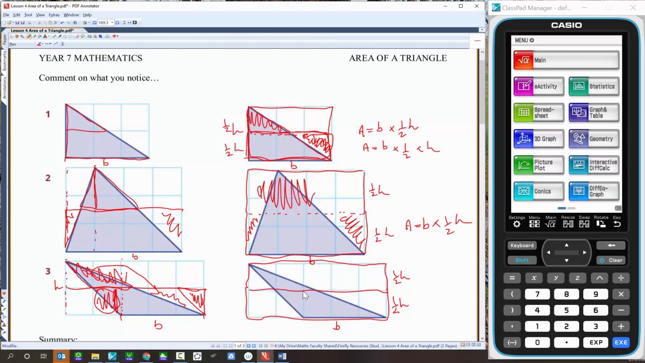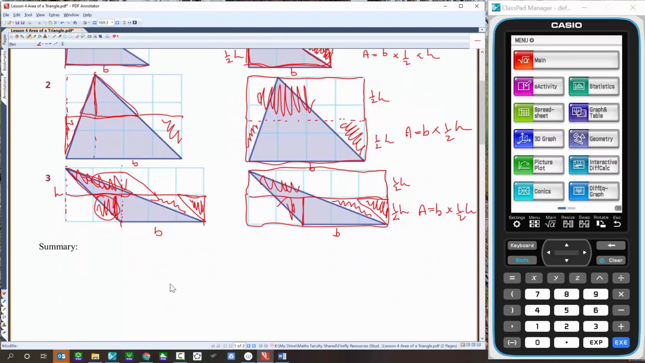What do I end up with? Well, I'm going to end up with that bit, that bit's gone, that bit's gone, and that bit filled in. So here's my rectangle here, which is area equals base times half the height. So what's our conclusion? To find out the area of a triangle, the area is equal to the base times half the perpendicular height.